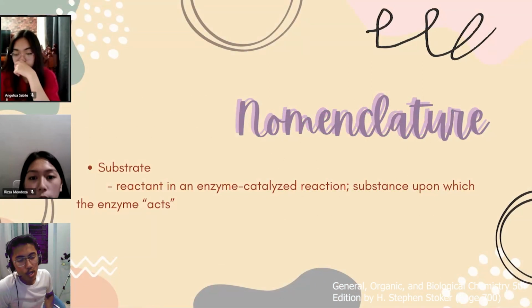Now we'll be moving on to the nomenclature. So let's define. There is an enzyme. What is it? Who is the partner of that enzyme? It's actually called a substrate. The substrate is a thing that binds to the enzyme. So it is the reactant in the enzyme catalyzed reaction. It is the substance upon which the enzyme acts on.